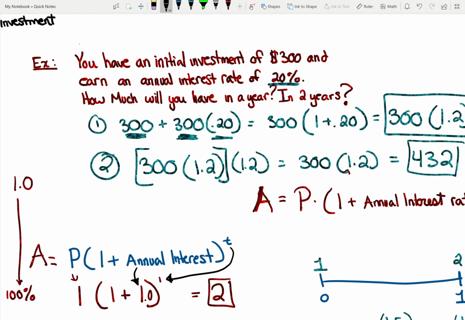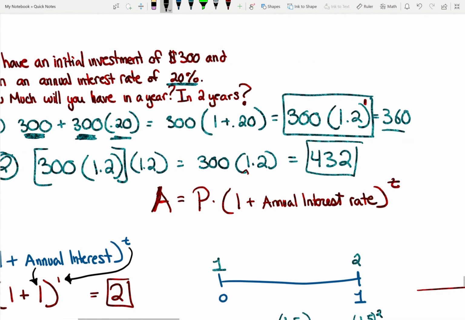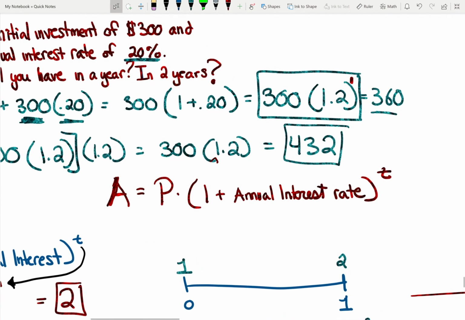So if I invest $1 at 100% interest rate, which is crazy, how much will I have at the end of the year? Well, following this equation, I'll have 1 times 1 plus 1, which is just 2. So if we look at it on a timeline, it looks like this. At time zero, I start with $1. By the end of the year, I'll have $2.